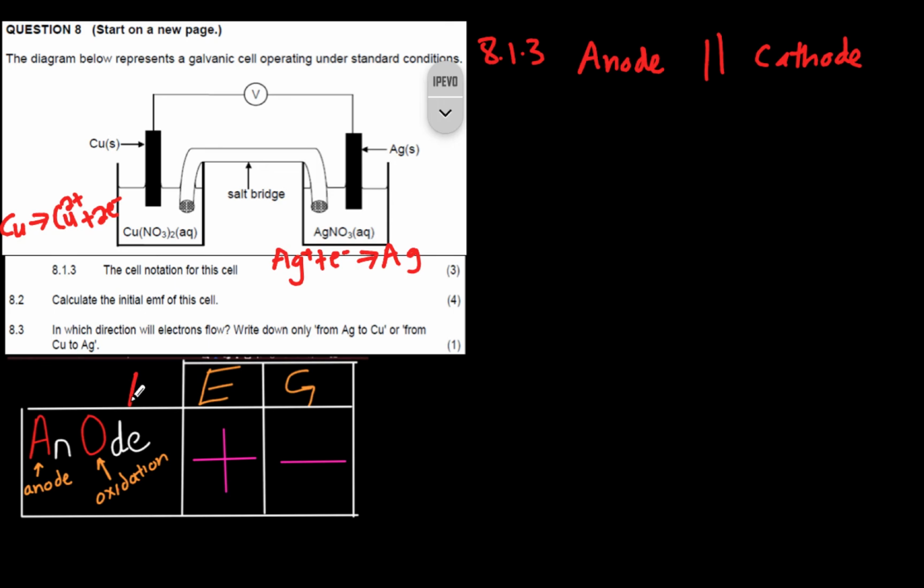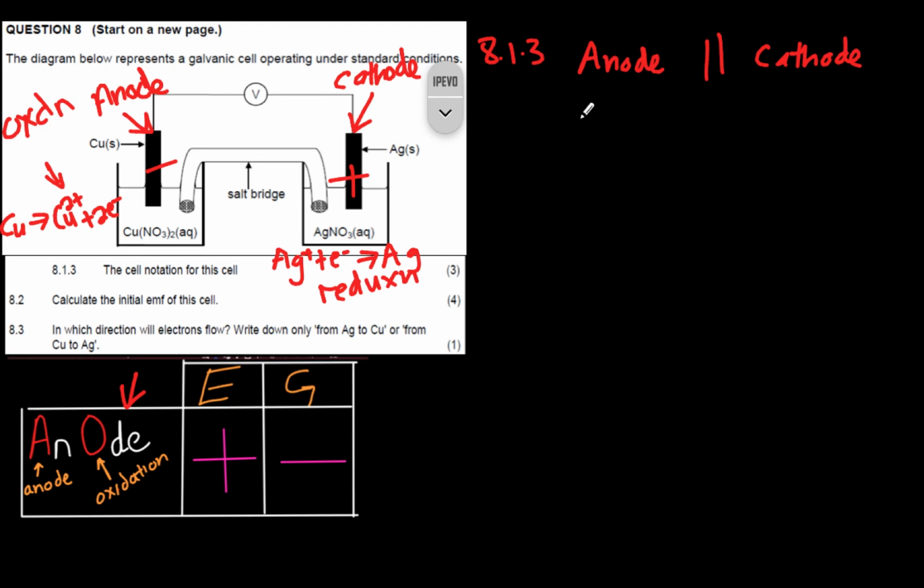From our table here, you can see that in a galvanic cell, the anodic reaction is going to be the oxidation reaction. As you can see, this is the reduction reaction, and this is the oxidation reaction. Since copper is the oxidation reaction, copper here is the anode, and silver here is the cathode. In terms of the charges in a galvanic cell, the negative charge is allocated to the anode. So this will be negative and this will be positive.